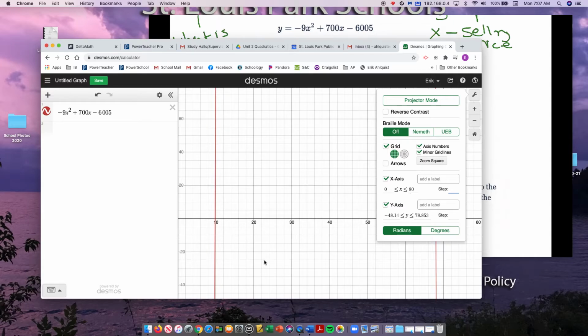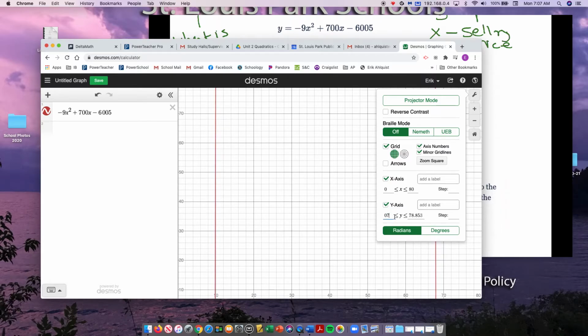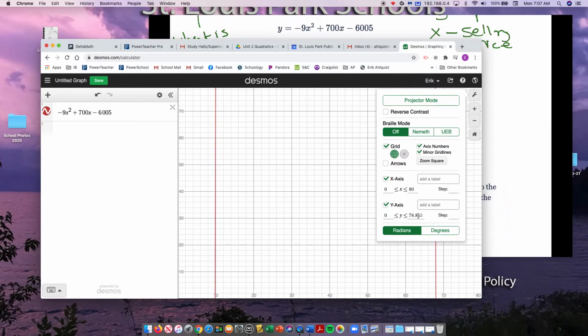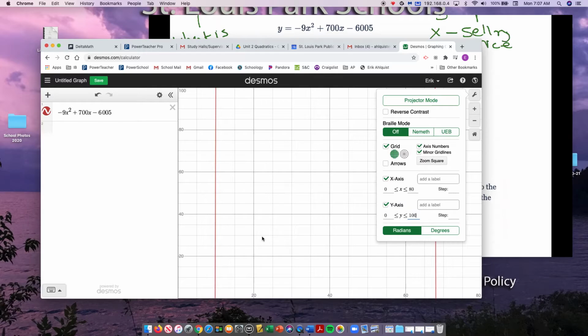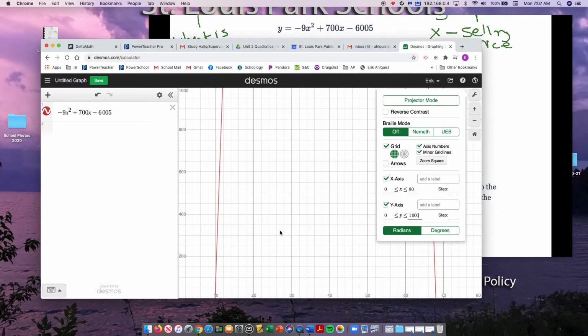It already shows that it's going up by tens. Now I want to see the whole graph. I know that I'm selling widgets, so I know that my lowest needs to be 0. But let's look at my highest, and how can I get so they see this red line? You could just try some different things. What if I put 100? That doesn't work. What if I put 1,000?